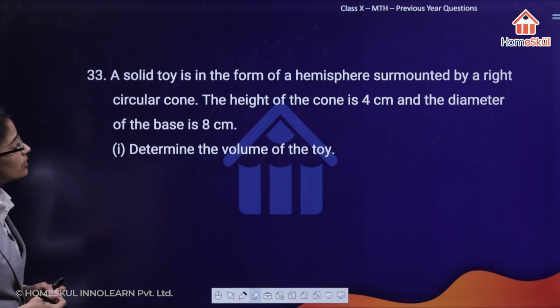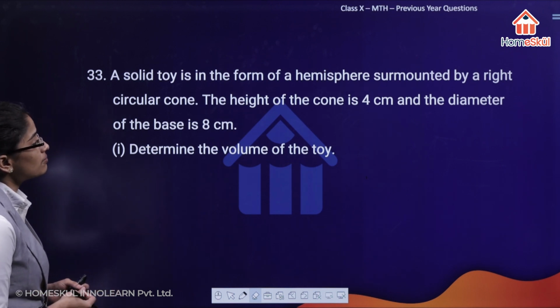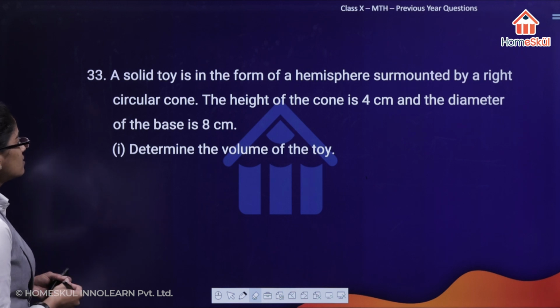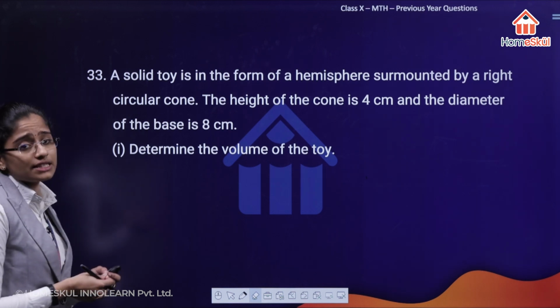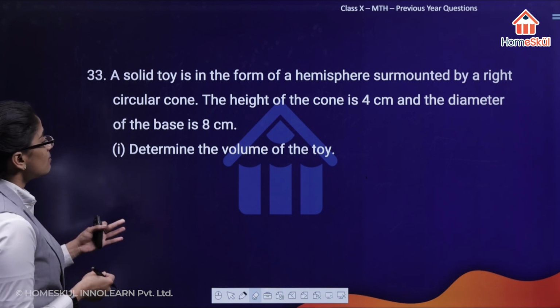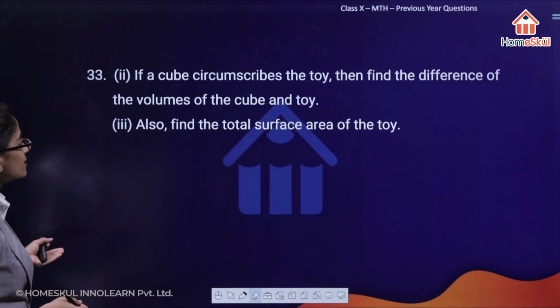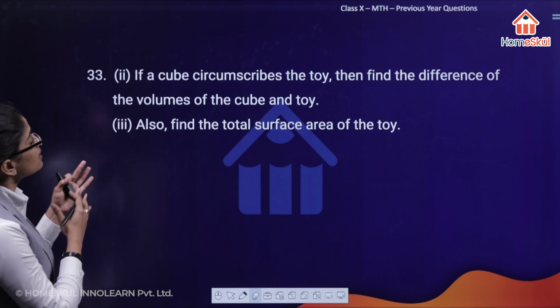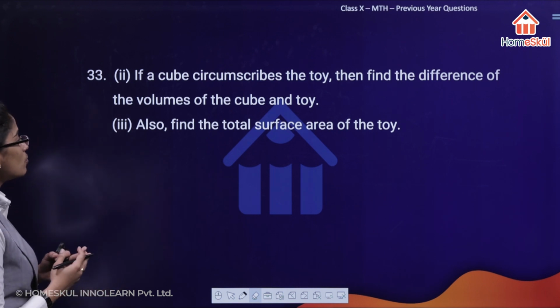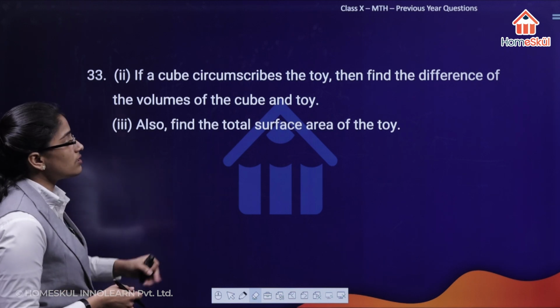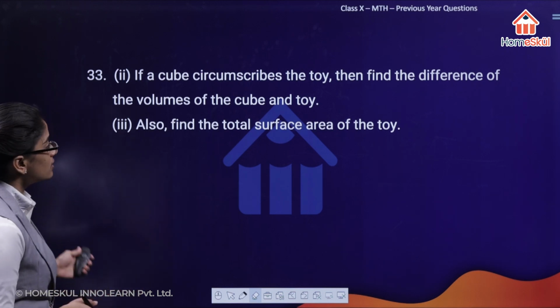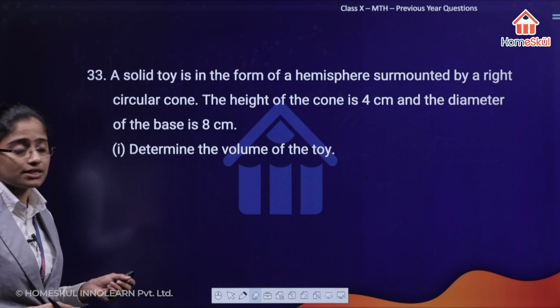33. A solid toy is in the form of a hemisphere surmounted by a right circular cone. The height of the cone is 4 cm and the diameter of the base is 8 cm. We need to determine the volume of the toy, and 2 more sub-questions are there. If a cube circumscribes the toy, then find the difference of the volumes of the cube and toy. And the third sub-question, also find the total surface area of the toy. So, for this question, we have 3 sub-questions.